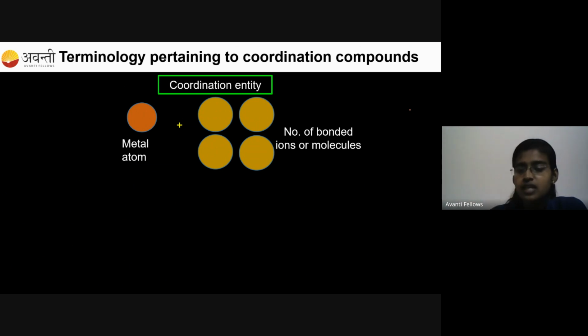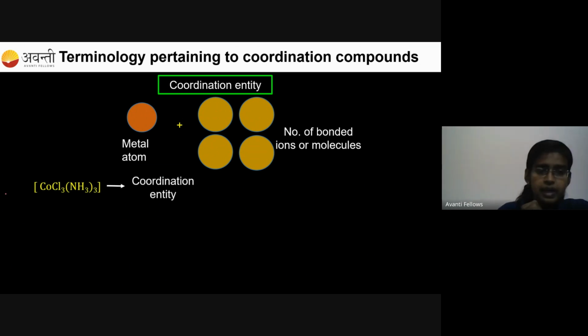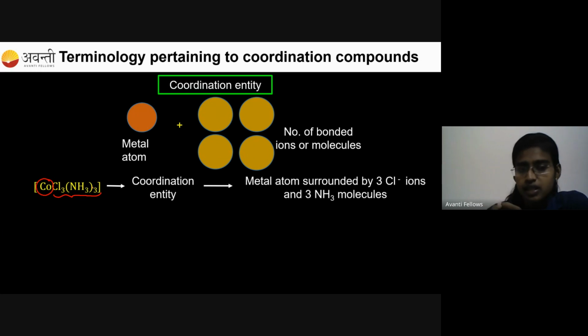Suppose here in this case, there are four bonded ions or molecules present. Okay. Now, this is your metal atom. Cobalt is your metal atom. And these are the ions or molecules attached to it. Now, these together are called the coordination entity. The components present inside the square bracket are called the coordination entity. So, what is a coordination entity? It is a metal atom surrounded by 3 chloride ions and 3 NH3 molecules. Okay, this is the first term.